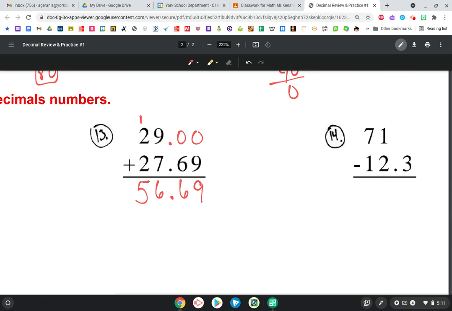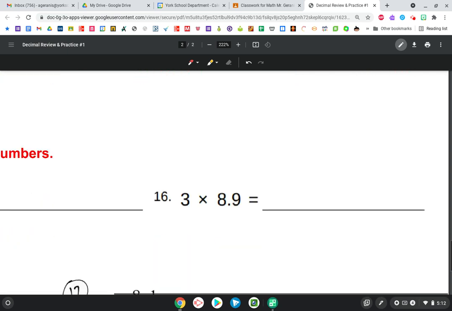And 14, here we have subtraction again. Let's draw in our decimal and invisible 0. We can't take 3 from 0, so we'll borrow from the 1, make that a 10. 10 minus 3 is 7. We can't take 2 from 0, so we'll borrow again. 10 minus 2 is 8. And then 6 minus 1 is 5. Bring down the decimal straight into our answer, and 58 and 7/10 is the final answer.